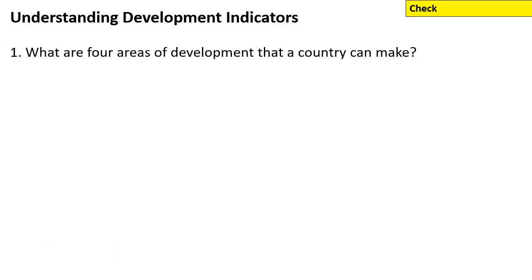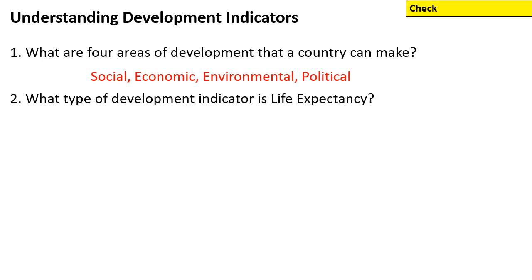Okay, let's have a quick check. What are 4 areas of development that a country can make? Feel free to say this out loud. Don't worry if someone in the room is listening to you. They may ask you what you're talking about and that will help you learn. 4 areas of development that a country can make. Well, that could be social development, such as improvements in healthcare, economic, improvements in wealth, environmental and political improvements.